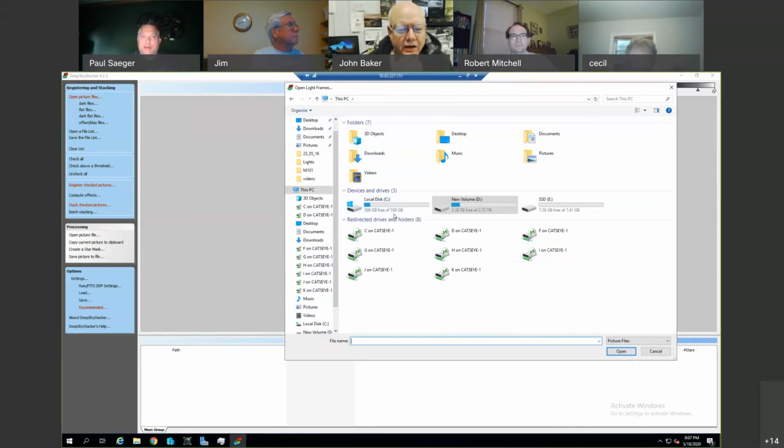C drive, it's got 558 gigabytes, and there's a D drive, almost 3 terabytes.